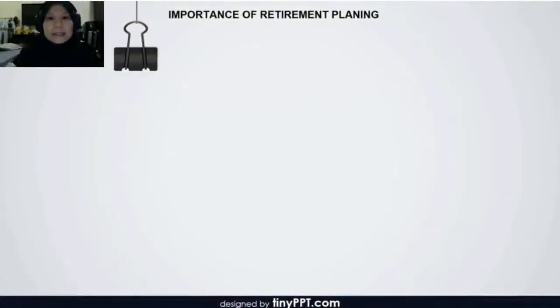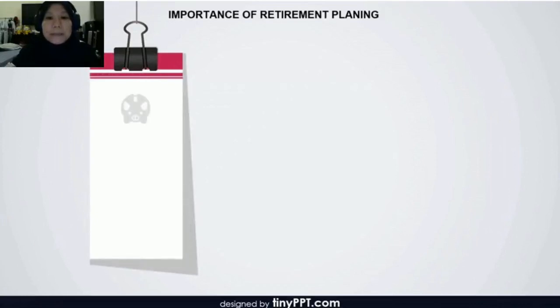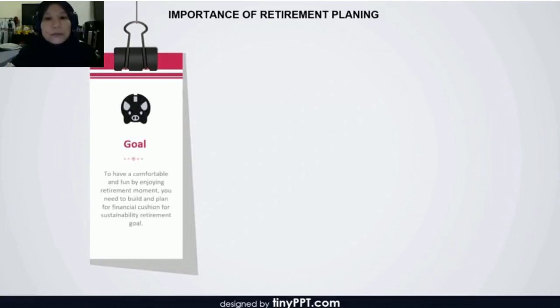Retirement planning is a multi-step process which involves overtime. To have a comfortable and fun retirement, enjoying retirement moments, you need to build and plan a financial cushion for a sustainable retirement goal. In retirement planning, you're thinking of your future goals and how long to meet them.